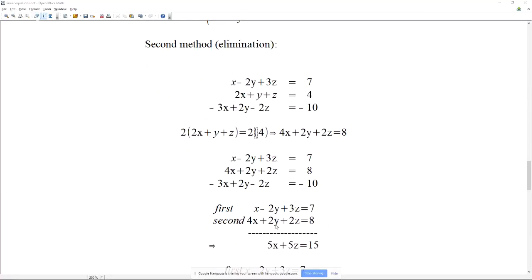Negative 2y plus 2y equals 0, so the y's go away. 3z plus 2z is 5z. And then I add these together, I get 15. Now I have another linear equation I can use.